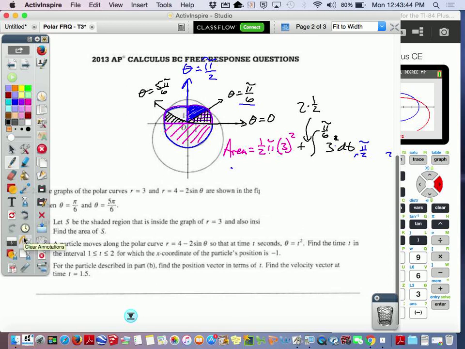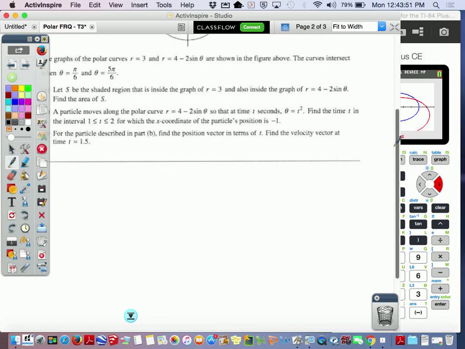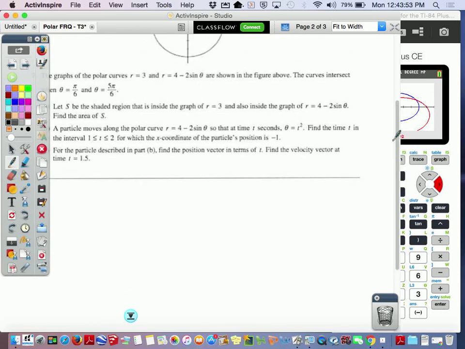Next question, question B. Question B says a particle moves along the polar curve r equals 4 minus 2 sine theta, so that at time t seconds, theta is equal to t squared. Find the time t in the interval between 1 and 2 for which the x coordinate of the particle's position is -1.